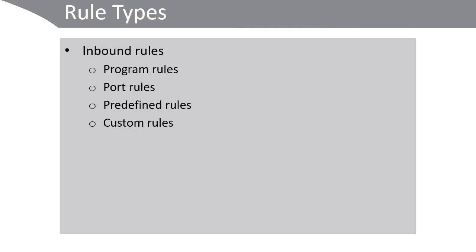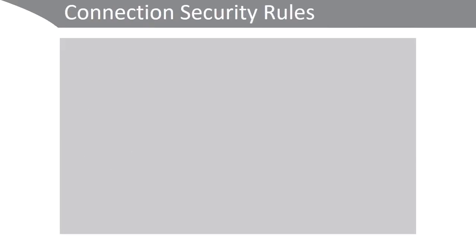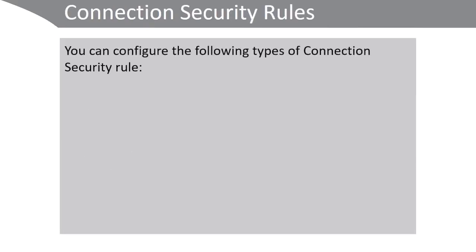We've already seen how you can create inbound rules. These are program rules, port rules, predefined rules, and custom rules. You can also create outbound rules and connection security rules. A connection security rule enables you to configure isolation rules. This ensures that communication can only occur between computers that have the same security settings and are configured by the same connection security rule. All other computers can't communicate, so those computers are isolated.